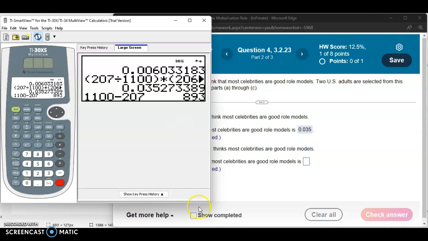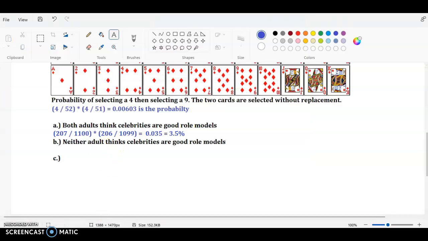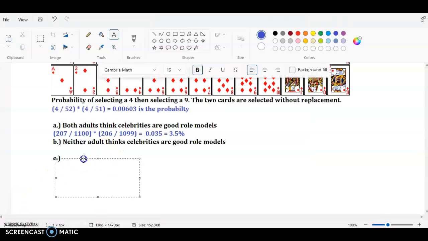Okay, so for the first adult, the fraction representing the probability would be 893 out of 1100. Once again, we're making our selection without replacement. So the probability that the second adult also has that belief, this should say are not good role models, would be 892 out of 1099. So a very similar calculation as in part A.